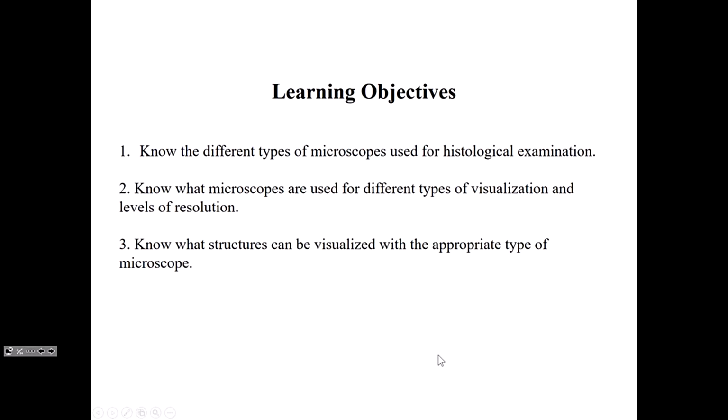So what do you have to know? Our objectives. We're going to look at the different types of microscopes used for histological examination, and we're going to look at the different types of structures we can observe and the level of resolution that we can observe with these different microscopes. And you need to know what structures can be observed with different types of microscopes, okay? As well as a bunch of other things that I tell you. But they're the overall learning objectives.